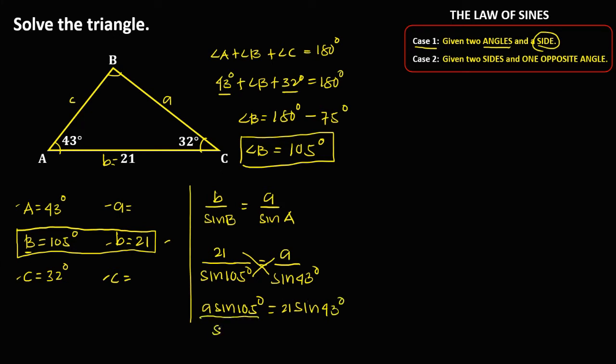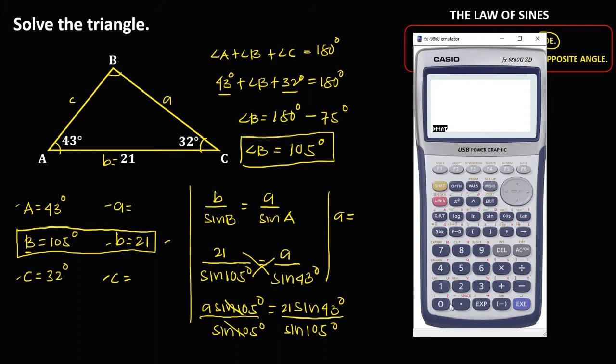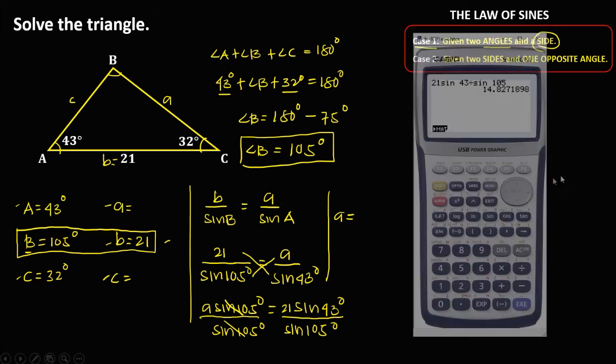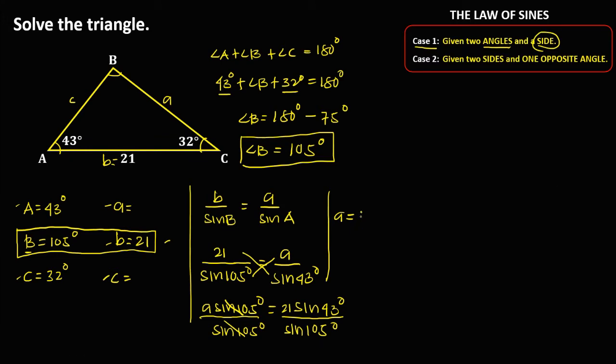Then to solve for a, divide both sides by sine 105 degrees. So cancel. So a now is equal to 21 times sine 43 degrees, divided by sine 105 degrees, so a is equal to 14.83. So a is 14.83. So this is for side a.